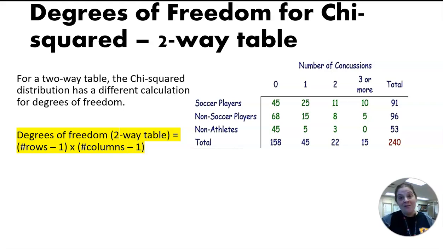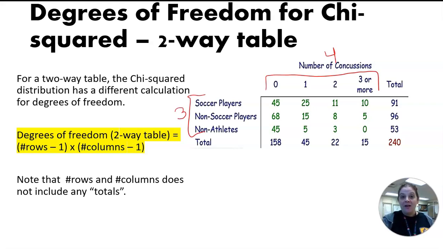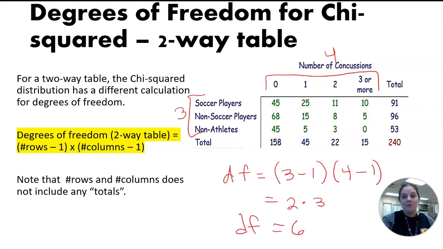So for a chi-squared test based on a two-way table, which means a chi-squared test for independence or a chi-squared test for homogeneity, our degrees of freedom is going to be rows minus 1, that's like the categories on the row variable, times columns minus 1, that's the categories on the column variable. In this case, again, we're not including totals. We're going to have 3 rows and 4 columns. Our degrees of freedom would be 3 minus 1 times 4 minus 1, or 2 times 3, which is 6. So this would have 6 degrees of freedom.